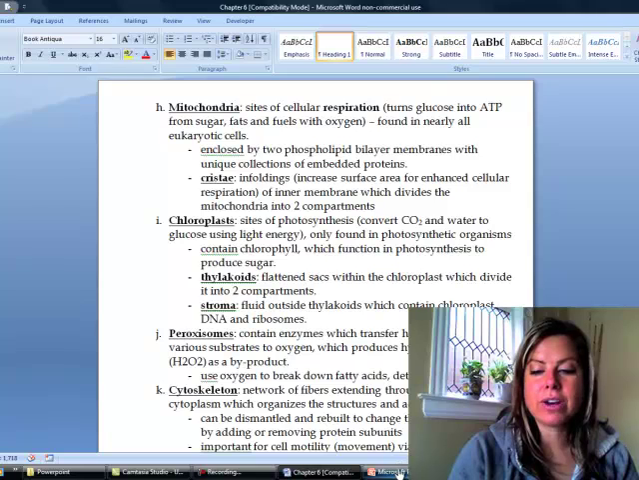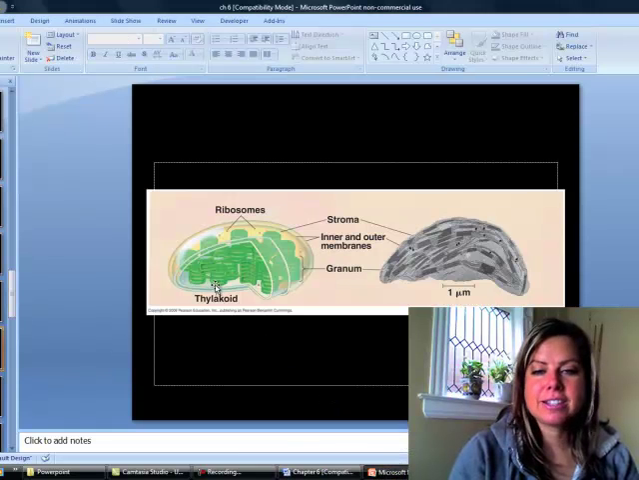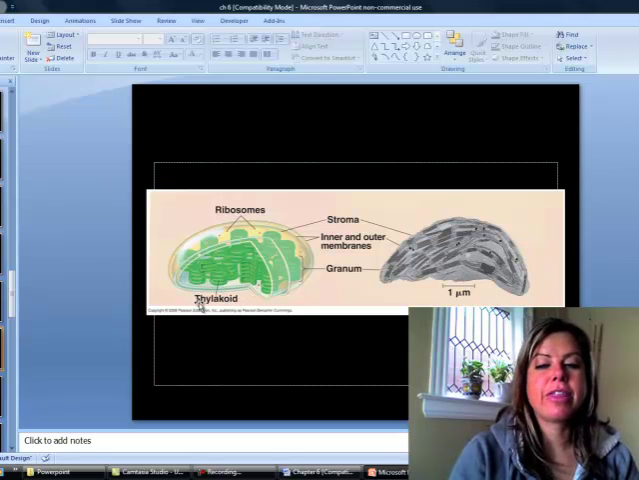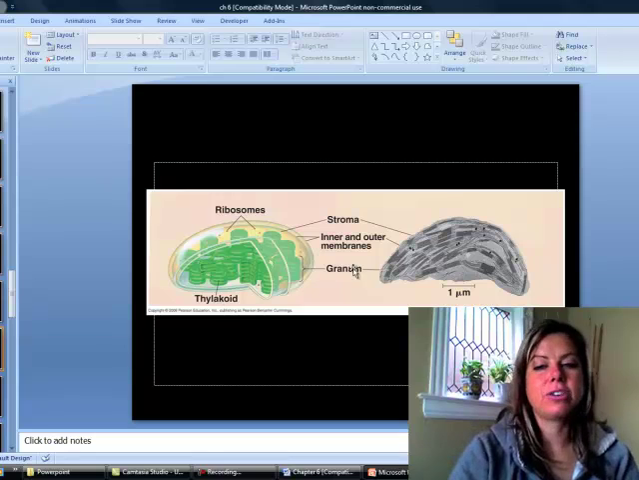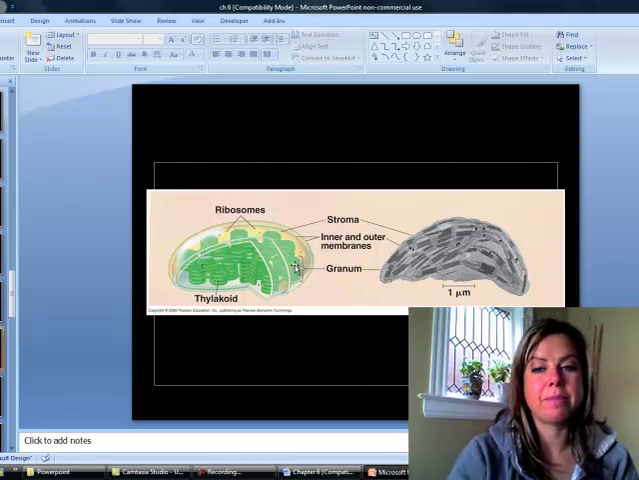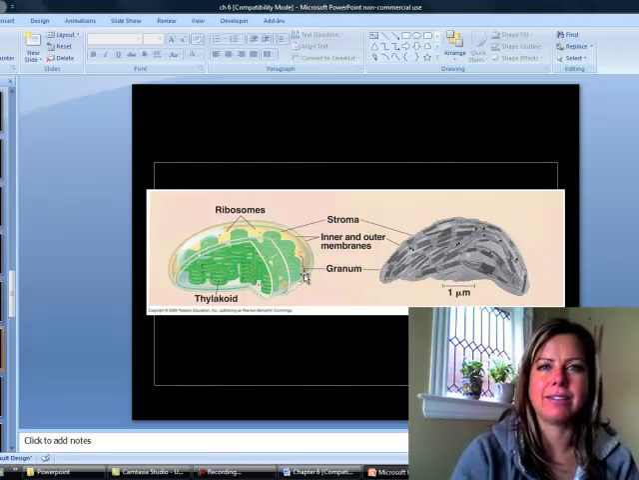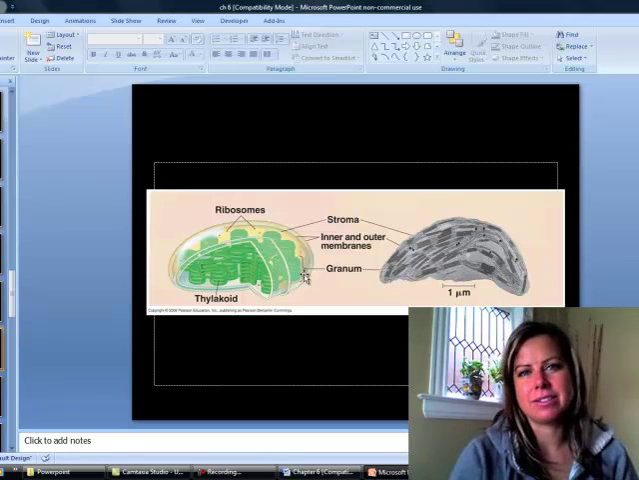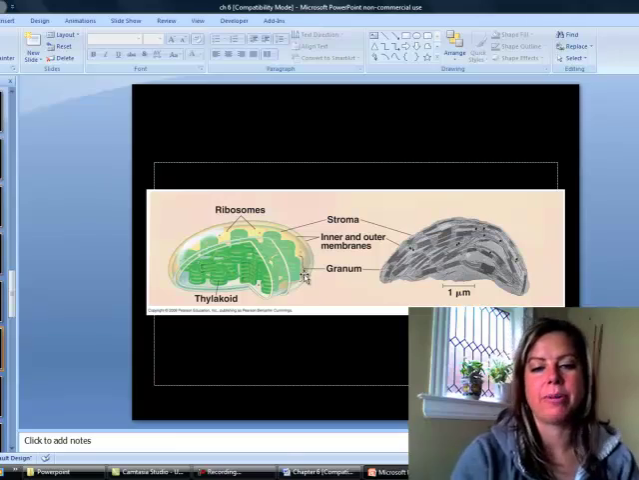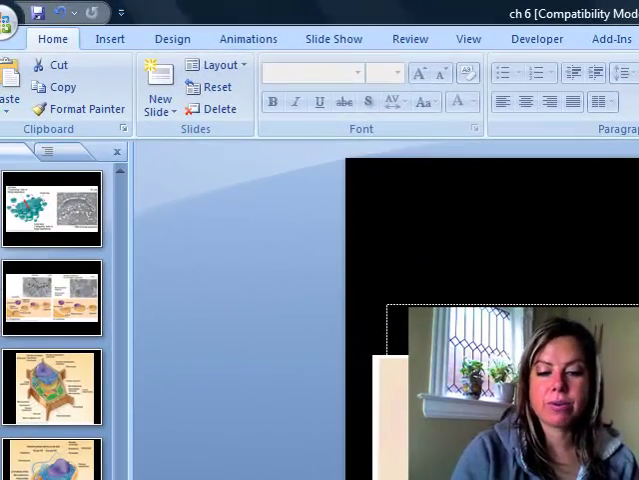And the way that they are going to be set up is, you can see how this looks like little green poker chips. Those poker chips are called thylakoids, and those thylakoids are going to be in these stacks called grana. So one of them is a granum. In Latin, an ending in um usually means singular, and then when you end with an A, that means plural. So grana would be the plural. So that's going to be how those are set up.